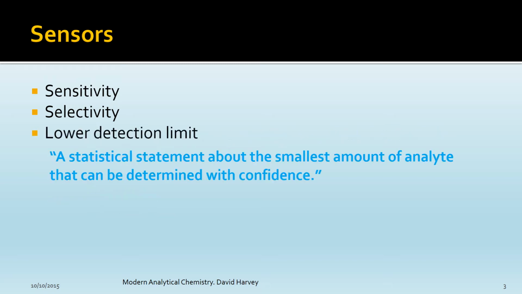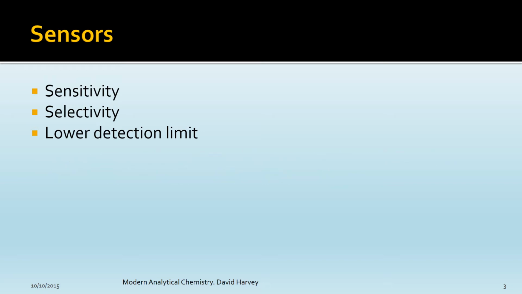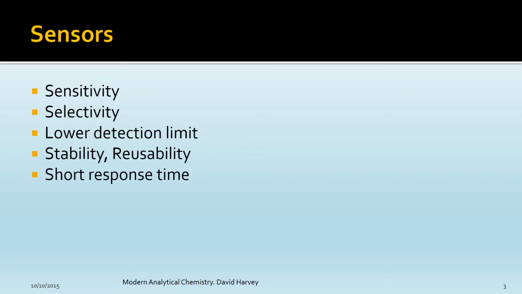Lower detection limit is a statistical statement about the smallest amount of analyte that can be determined with confidence. Stability, reusability, short response time, low cost, fast and reversible interactions with analytes, and being simple to use in the field are the requirements for sensors.